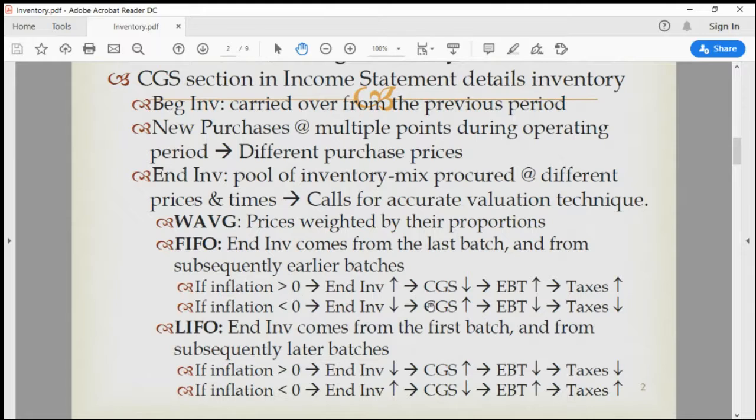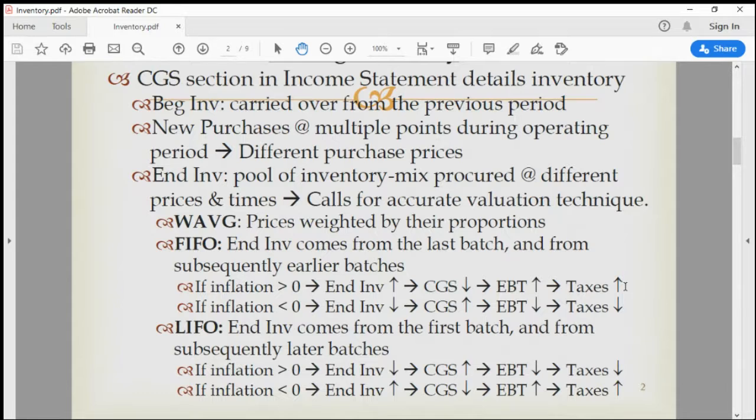When prices are going up, a smaller ending inventory will give you greater CGS. Greater CGS gives you a smaller EBT. Smaller EBT will give you smaller taxes. So during the inflationary period, using LIFO will minimize your taxes, so it will maximize your profit. So LIFO is preferred generally during the inflationary period.